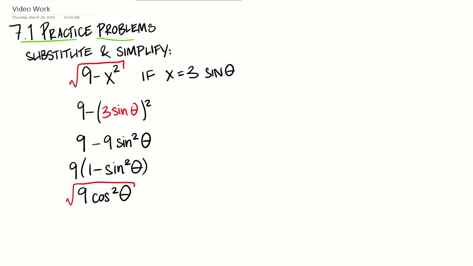We should know that we can take the square root of 9 and the square root of cosine squared of theta, and that will give us 3 cosine of theta, which would be the final answer if you're looking at the problem from the textbook.